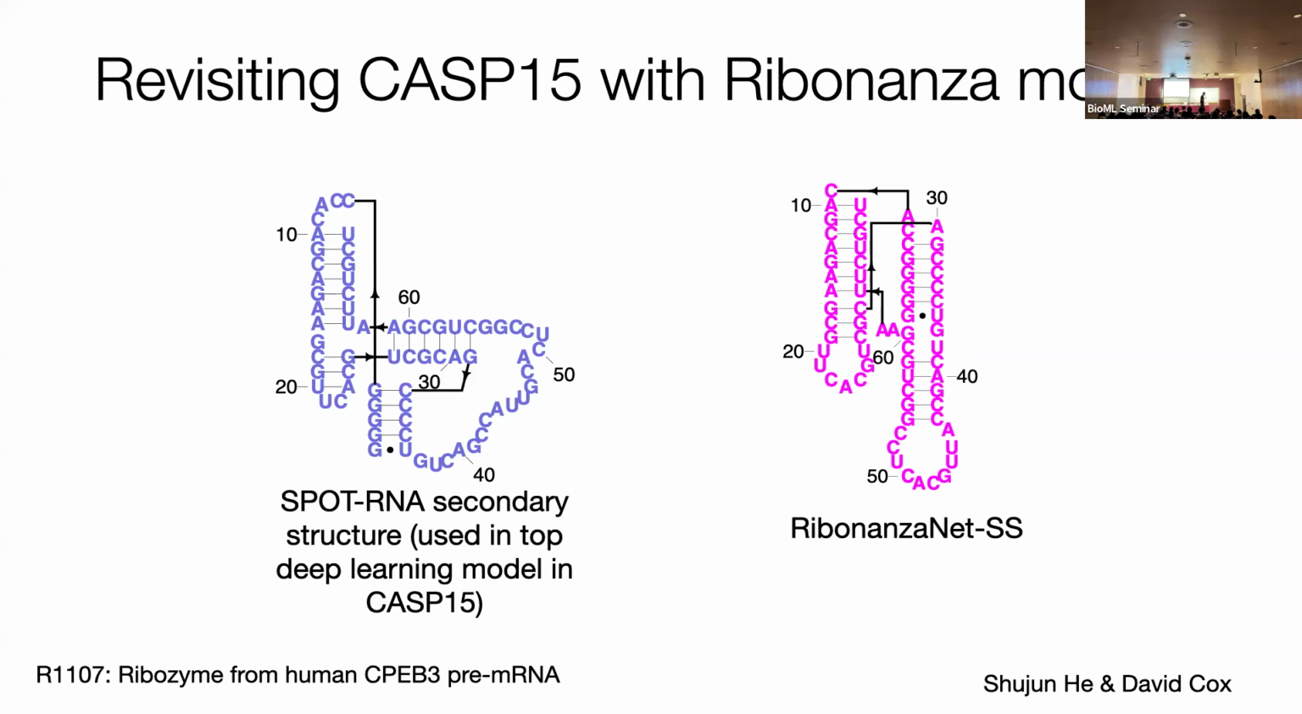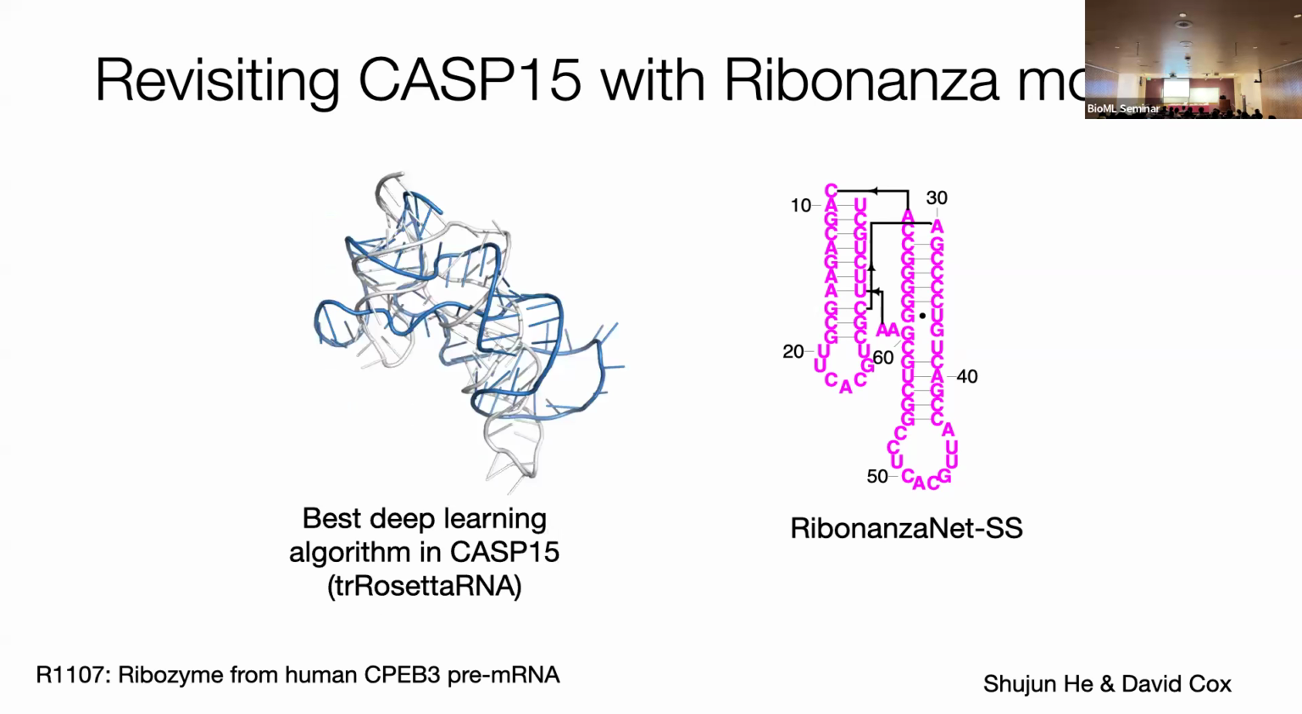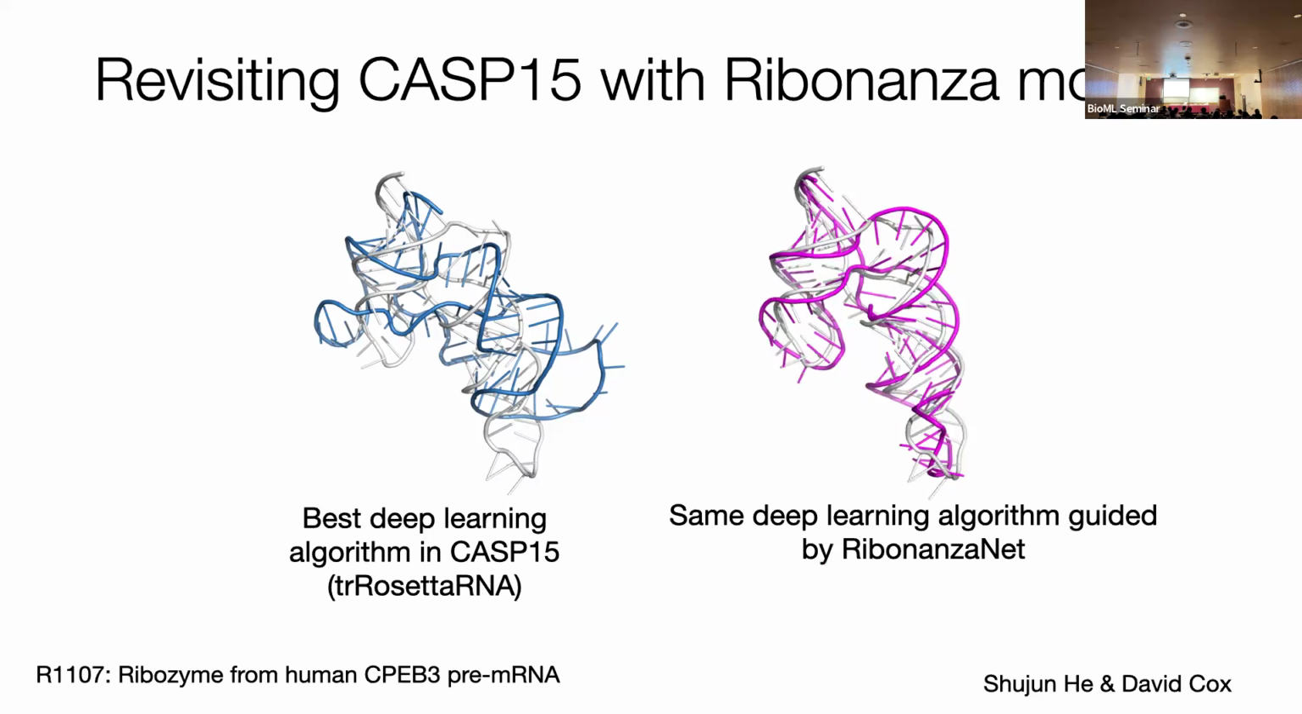What's really cool is if you then feed this secondary structure into a model called trRosettaRNA, which was the best. It was the best of the worst. It was the best deep learning algorithm in CASP15. Whereas in CASP, it did a pretty terrible job of predicting the structure. Experimental structures in white, blue is the model. If you just give this same algorithm the secondary structure coming out of Ribonanza, things just click into place. Okay, so this looks like it could be really useful, you know, just immediately as a slot in, you're just getting the secondary structure right for these 3D models.